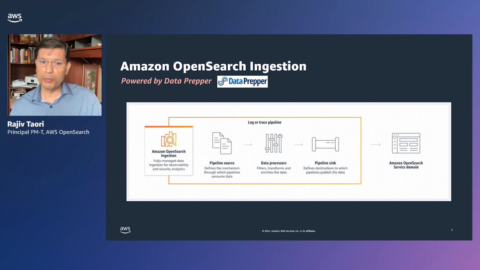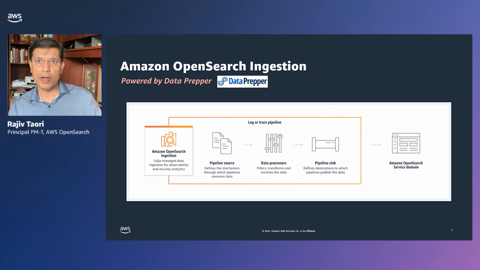Amazon OpenSearch Ingestion is actually powered by Data Prepper. Data Prepper is an open source component of the OpenSearch project, which allows you to collect, transform, and route data really easily from source into your OpenSearch domains. As you can see, OpenSearch Ingestion is composed of a number of data pipelines. These data pipelines can be either log pipelines, trace pipelines, or even metric data pipelines. And it is made up of a source, a number of processors, and sinks.